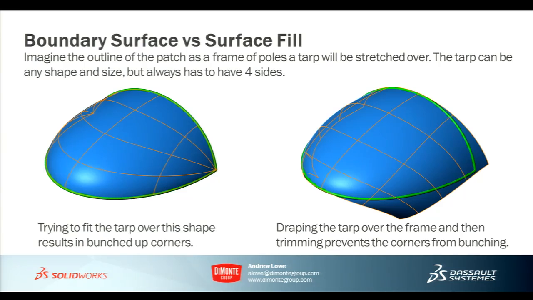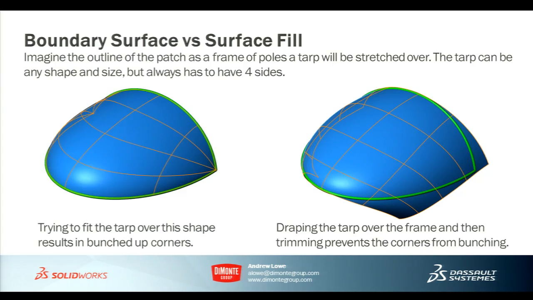The tarp can be any shape and size, but it always has to have 4 sides. You can't have a 2-sided tarp, and you can't have a triangular tarp. You always have to have 4 sides on your tarp. So if I was to try and fit my 4-sided tarp over this frame, what would happen? It would get really bunched up in the corner because I have an edge there and it's trying to taper to nothing, so my tarp's going to get bunched up.